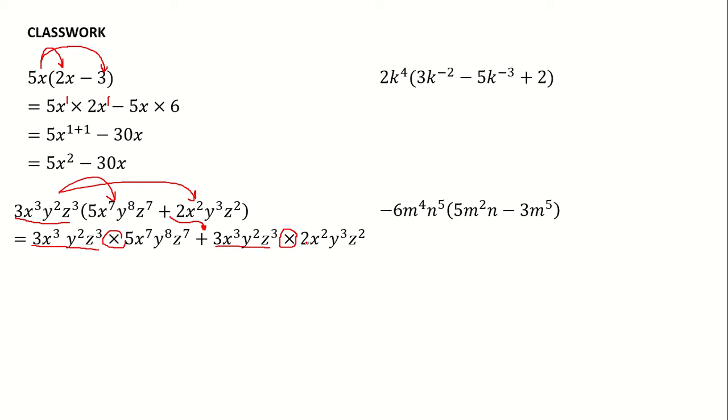3 times 2 is 6. Easy. x to the exponent 3 times x to the exponent 2, you write it as x, but you're going to take 3 and add it with 2. Come on, guys. y squared times y cubed, I'm going to write it as y, but I'm going to take 2 and add it with 3. z cubed times z squared, you will write it as z, but you will take 3 and add it with 2. And it will be z to the exponent 5.